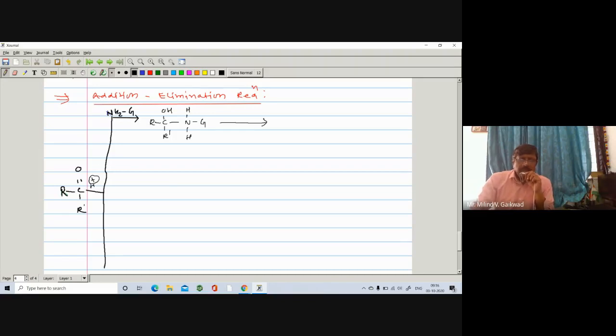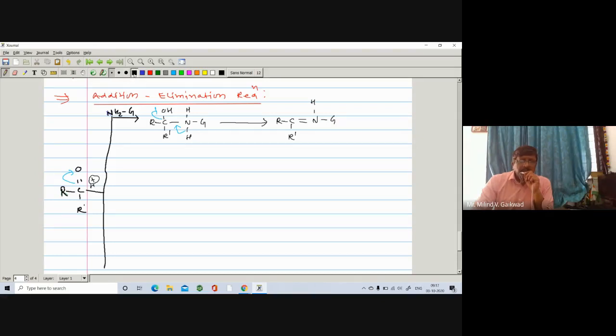So this pi bond opens on the oxygen, O negative, C positive. Further, it undergoes dehydration, and you get the corresponding product RC, R dash, double bond N, here is H, and here is G, right? So these are ammonia derivatives. Now here, if you put H, we get ammonia, right?